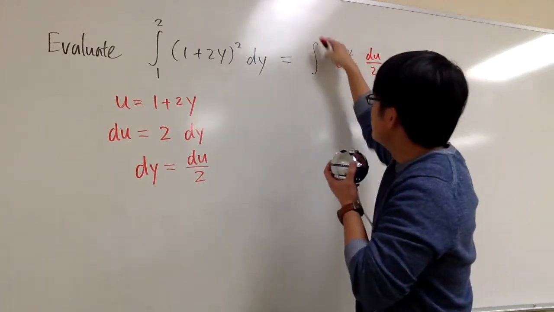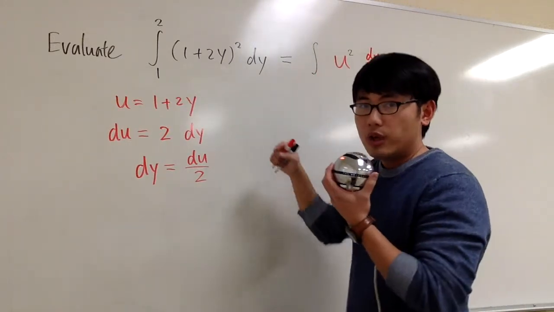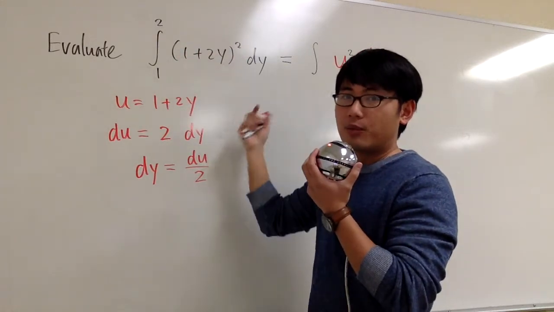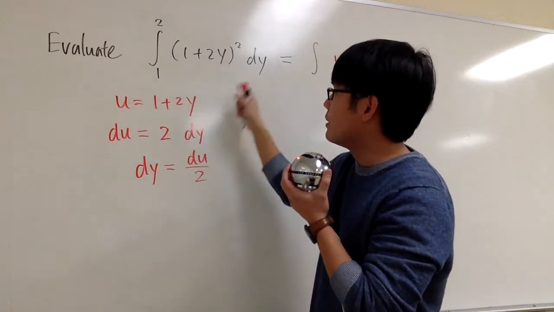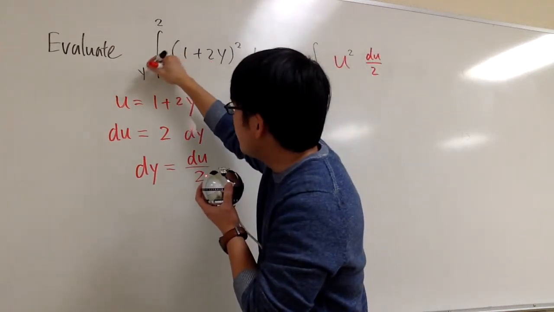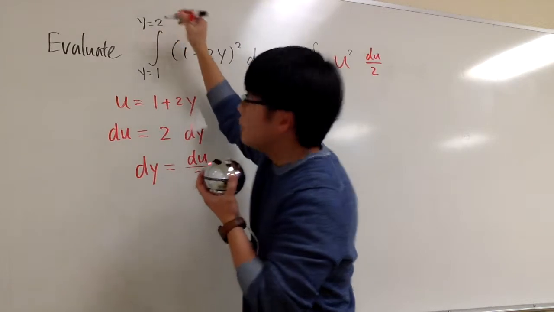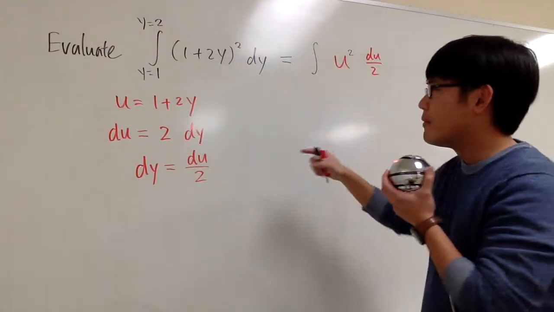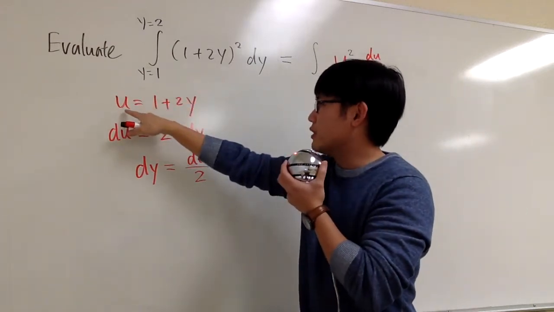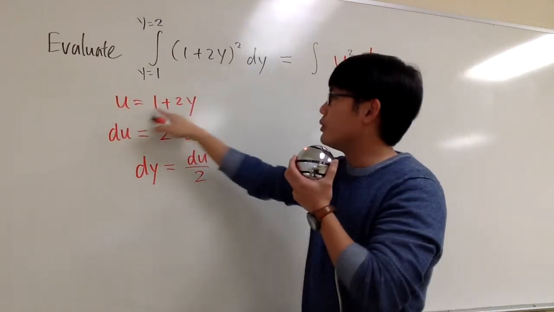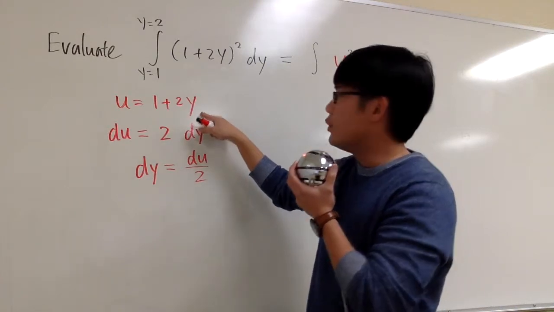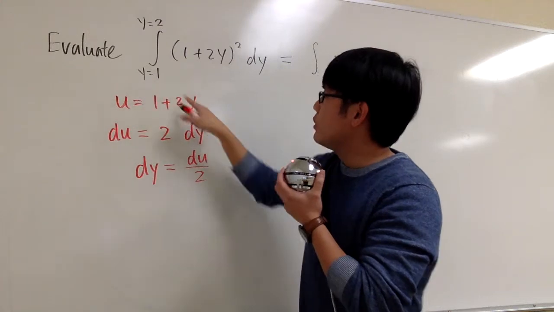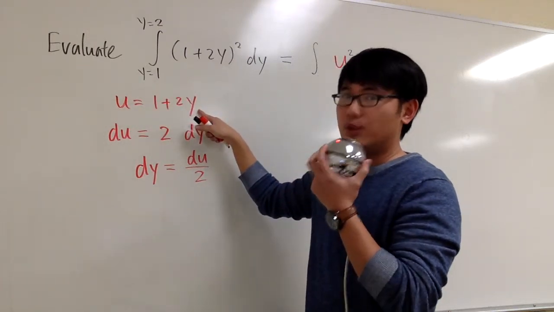And now we have to think about what these limits should be. Originally, we have 1 to 2. However, these two numbers are in terms of y, right? Because they are still in the y world. What we are saying is y is equal to 1 up to y is equal to 2. But then we don't want y in the u world for this integral. However, we know that the connection of y and u is u equals 1 plus 2y. If we know y is equal to 1, what do we need to do? We can just plug in 1 into here, and then we can calculate the u value.